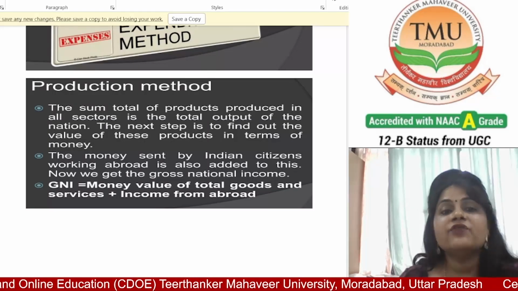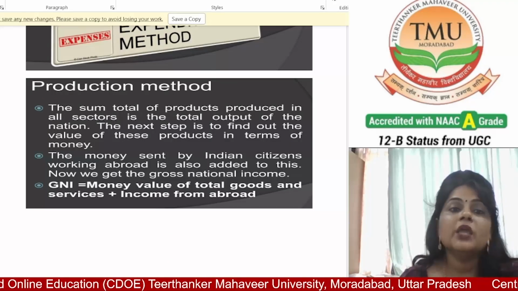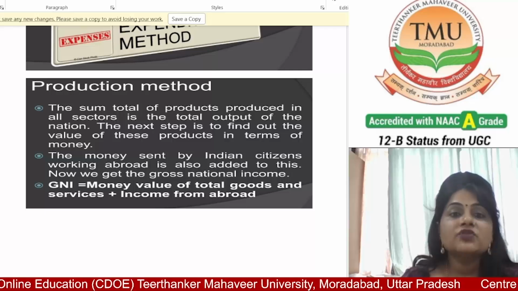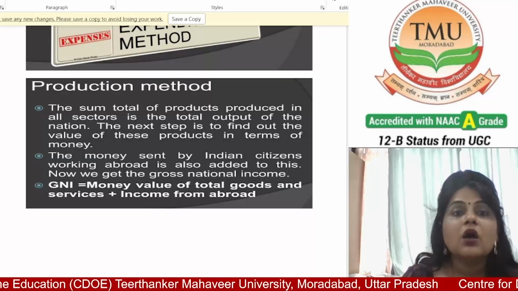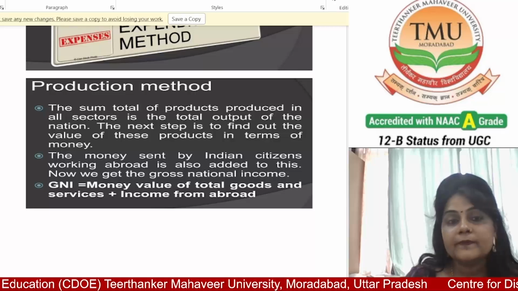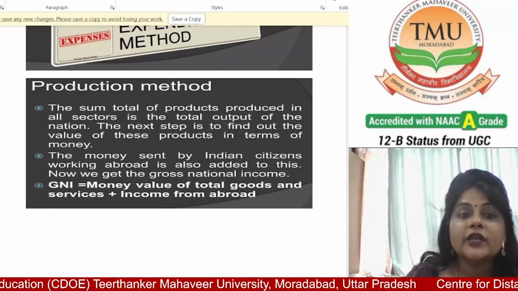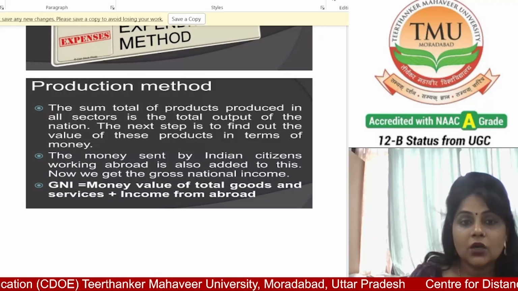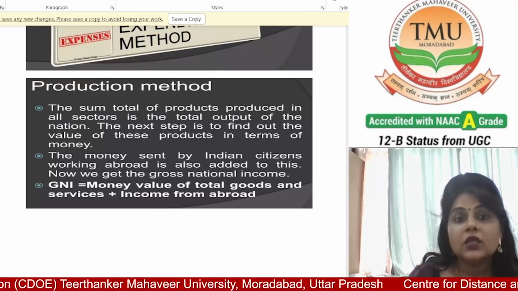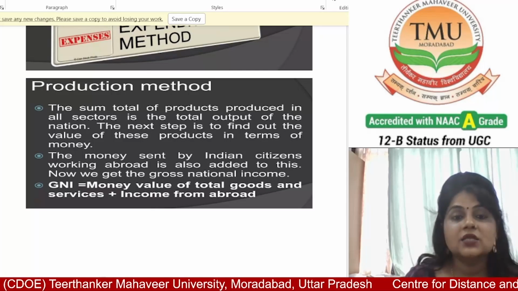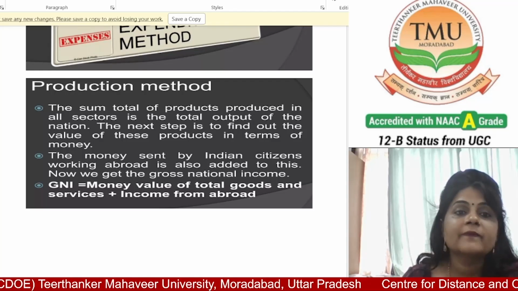And after this, self-consumption goods should be included. The production of self-consumption goods contributes to the output for final use. Therefore, these are added to the national income of any economy. However, these products are never sold in the open market, so their value is estimated.